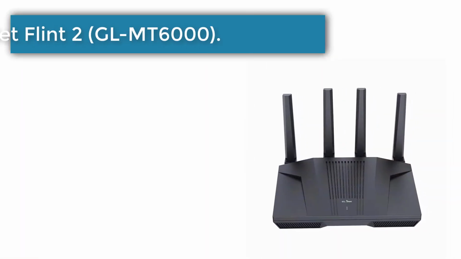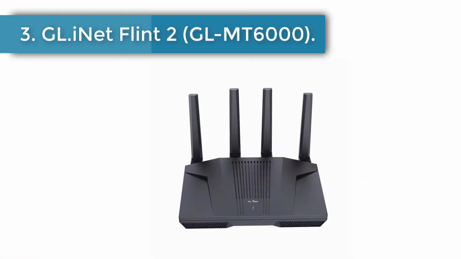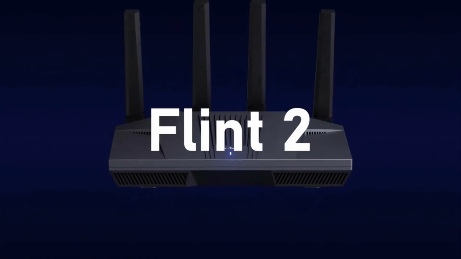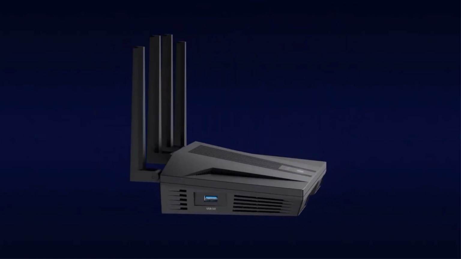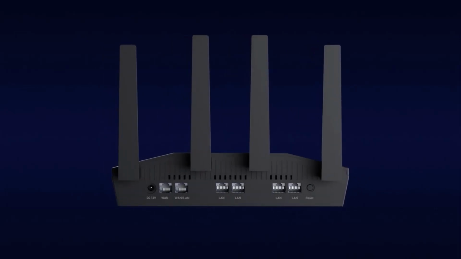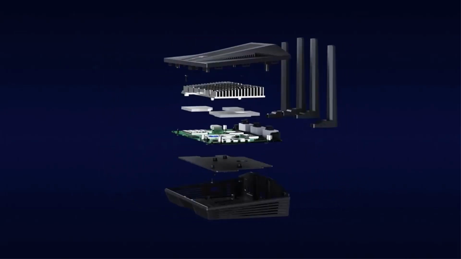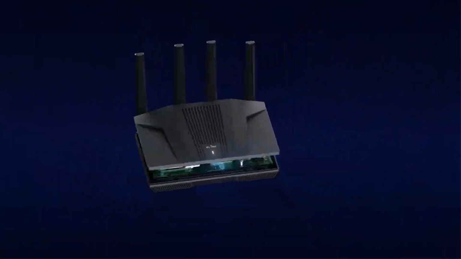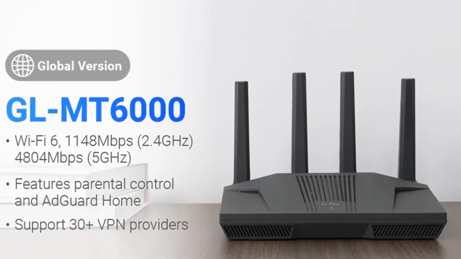Number 3. GL.iNet Flint 2, GL-MT6000. Flint 2, GL-MT6000, is a Wi-Fi 6 home and office router ideally suited for heavy-duty data transmission, mass device connectivity or ultra-low latency gaming environments. Flint 2 offers blazing fast WireGuard VPN speeds of up to 900 Mbps.